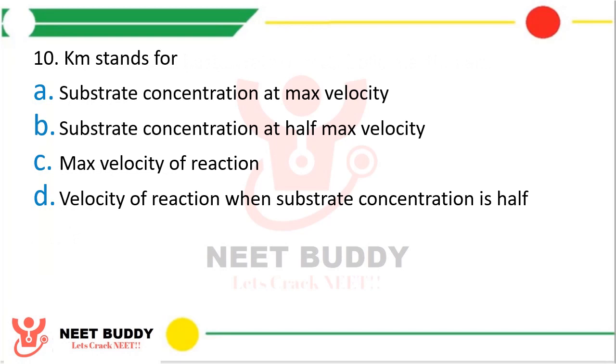Question 10. Km stands for: option A, substrate concentration at maximum velocity; option B, substrate concentration at half maximum velocity; option C, maximum velocity of reaction; or option D, velocity of reaction when substrate concentration is half. The correct answer is option B. Km is the substrate concentration at half the maximum velocity.